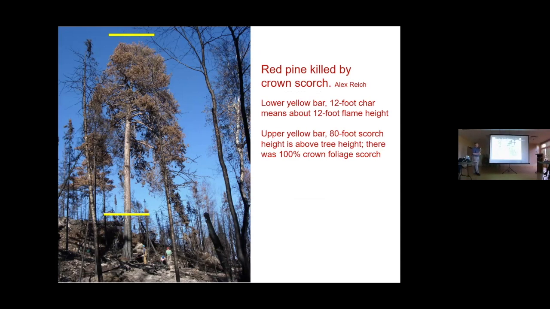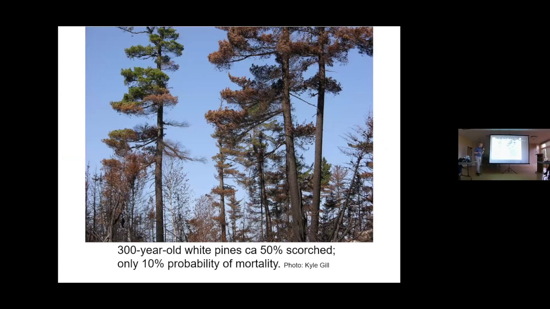And here's a white pine stand on Miles Island in Seagull Lake, 300 years old. And this one was scorched. These are scorched about 50%. So 50% of the foliage was scorched by rising hot air. And the question is, what's the mortality rate going to be for that? So it's not completely toasted.